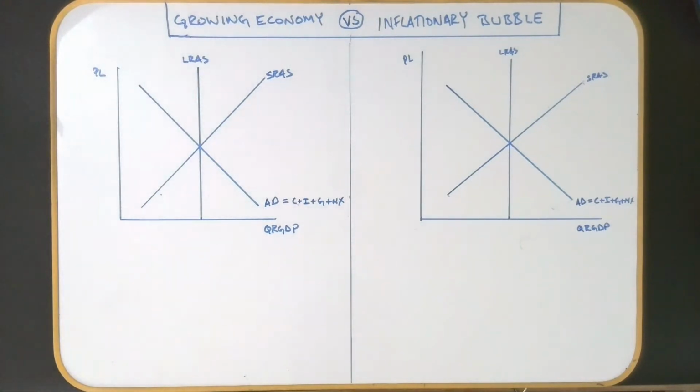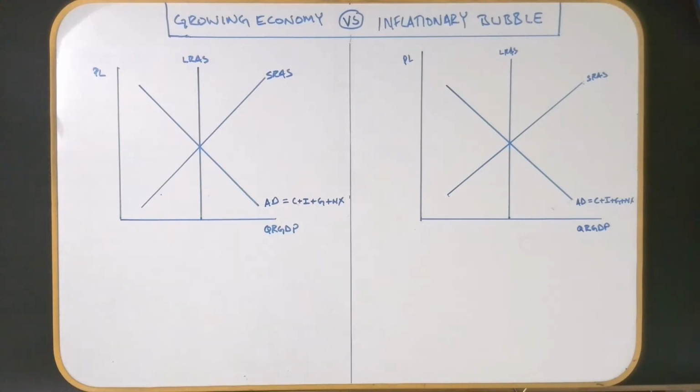I wanted to do a quick video on the difference between a growing economy versus an inflationary bubble. There is a real subtle difference here, but it's incredibly important in the outcomes, and I want to do a quick summary to make sure this is making sense. Both of these graphs here are identical. The economy is in long-run equilibrium.